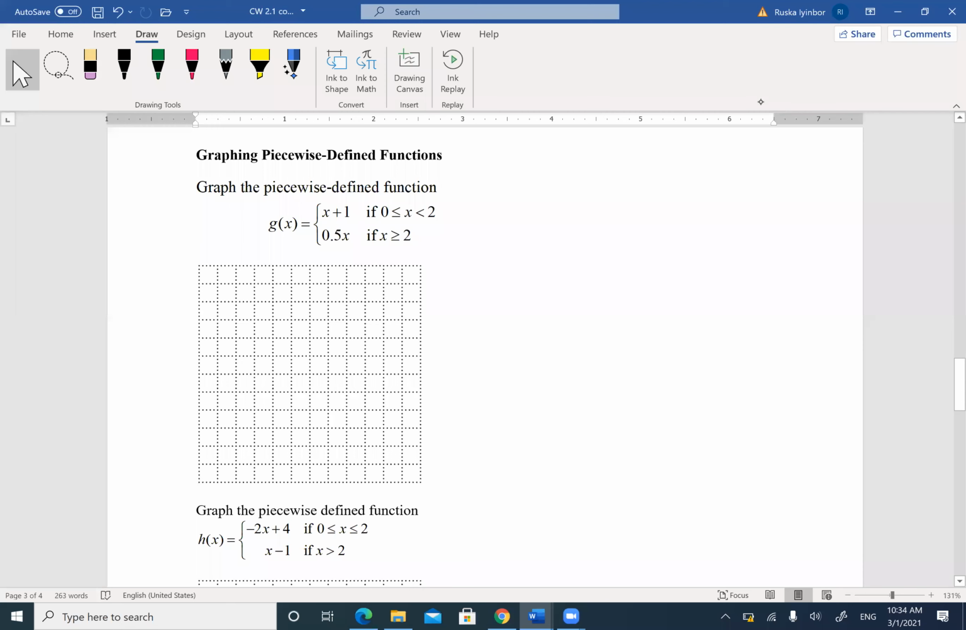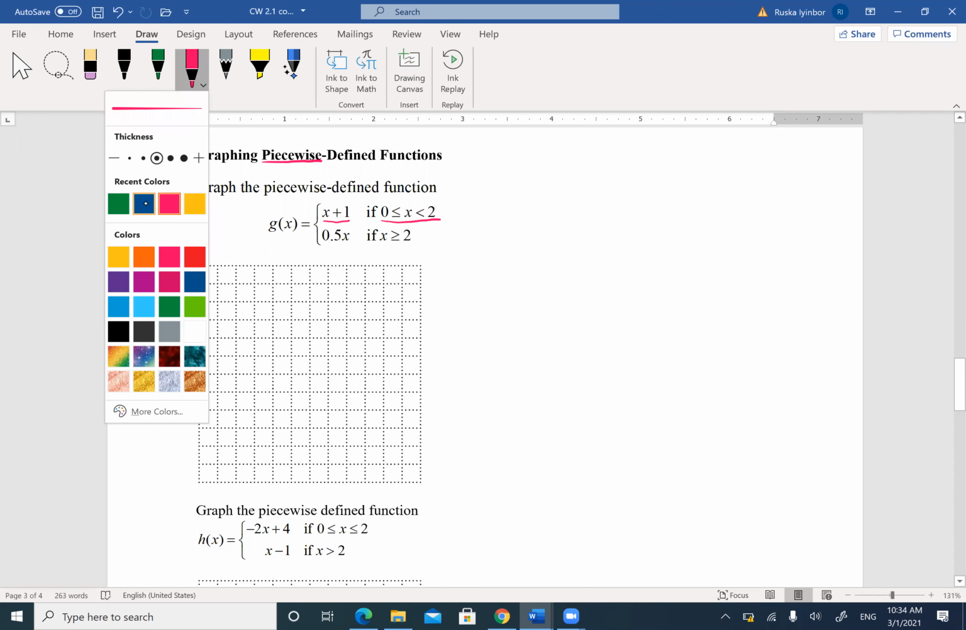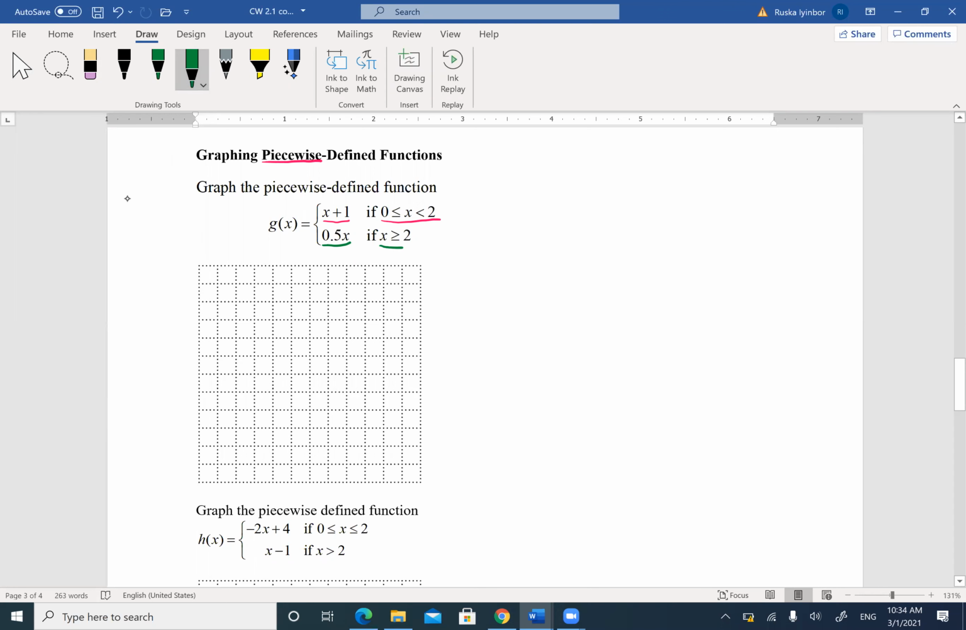So here we have a piecewise function. What is that? A piecewise function is a function which has different pieces for different x's. So the function g here is x plus 1 when x is between 0 and 2, and the same function is 0.5x if x is greater than or equal to 2. What that means is, for different x's, you have different functions.